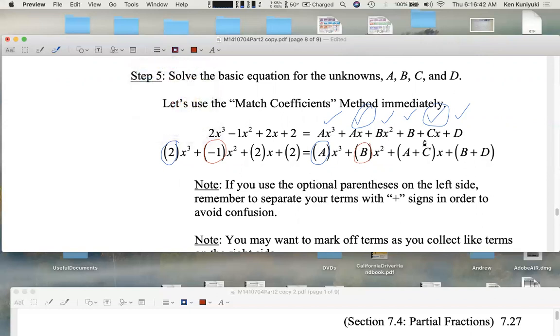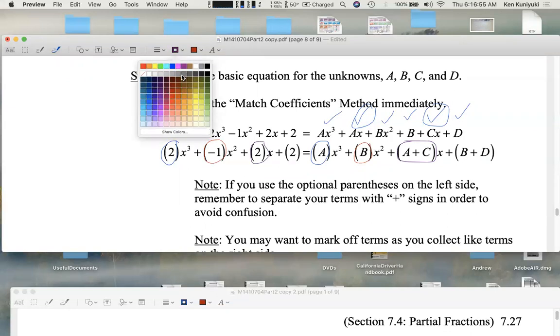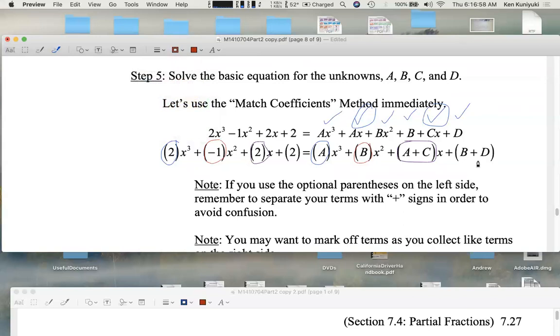Plus, we match the coefficients on x: A plus C is equal to 2. Finally, matching up the constant terms, you can think of the group B plus D as a term in some sense. Bottom line, B plus D equals 2. Whether you think of this as one term with the parens or 2 terms in here, whatever, B plus D equals 2.